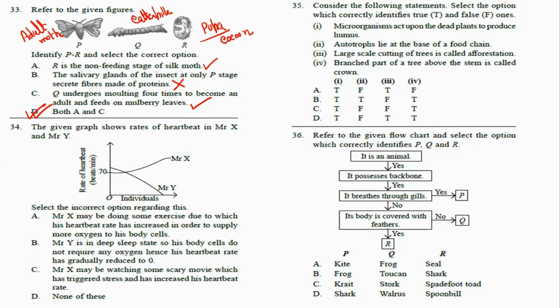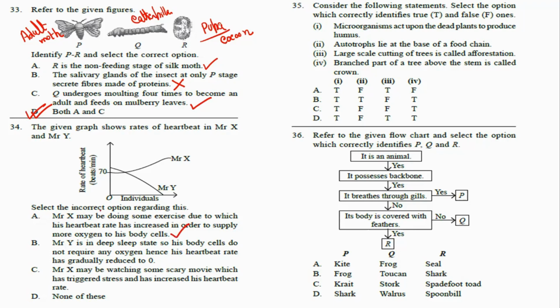The first option says Mr. X may be doing some exercise due to which his heartbeat rate has increased in order to supply more oxygen to his blood cells. So this is correct. Whenever we do any type of physical activity, we are running, we are climbing the stairs, we are doing some exercises, definitely our heartbeat increases because at that time our body cells need more oxygen. So definitely the heart beats faster so that it can provide the required oxygen to the body. So this is the correct one.